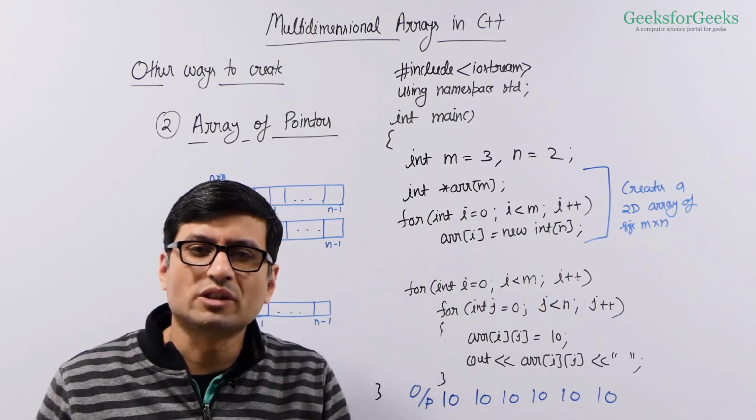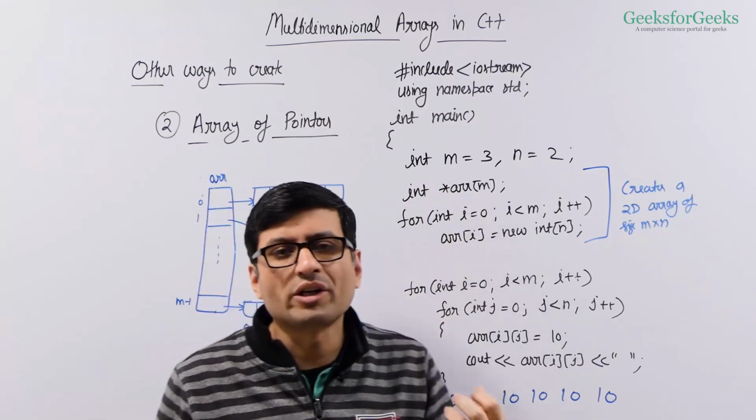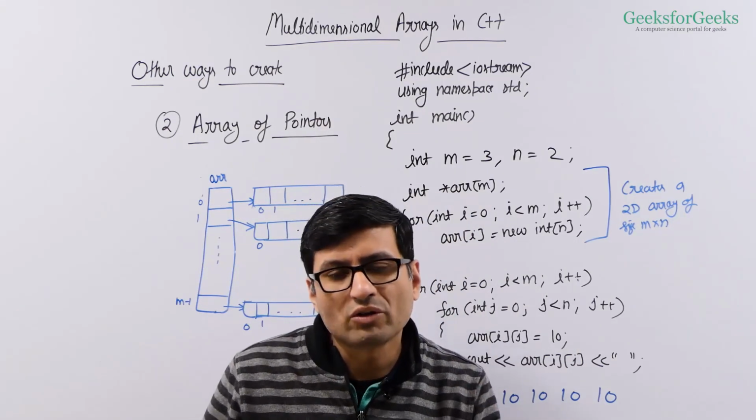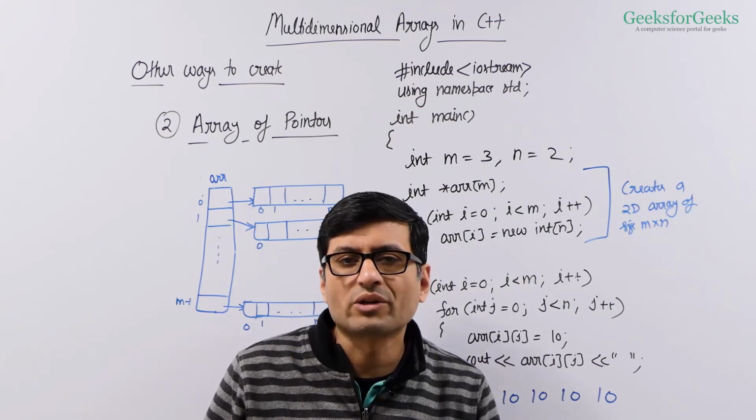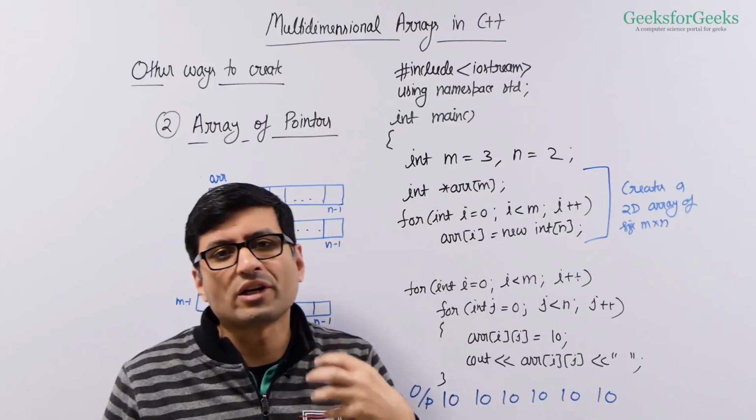The only difference between this method and the previous method is, in the previous method, the array of pointers was also allocated on the heap. It was dynamically allocated. Here, it's a normal array of pointers, right? It's allocated on the stack.